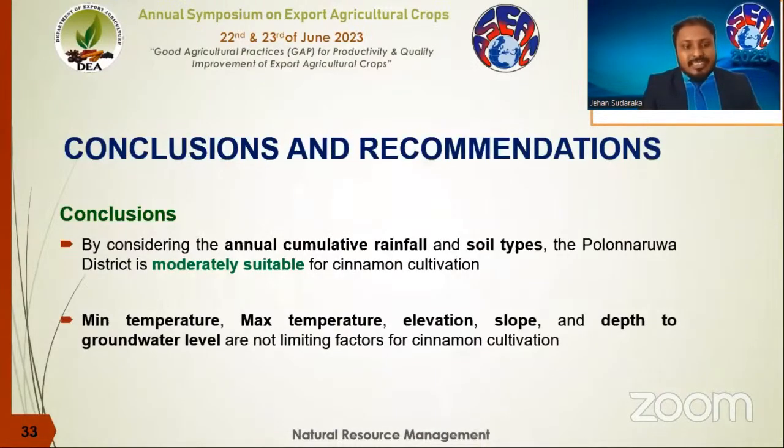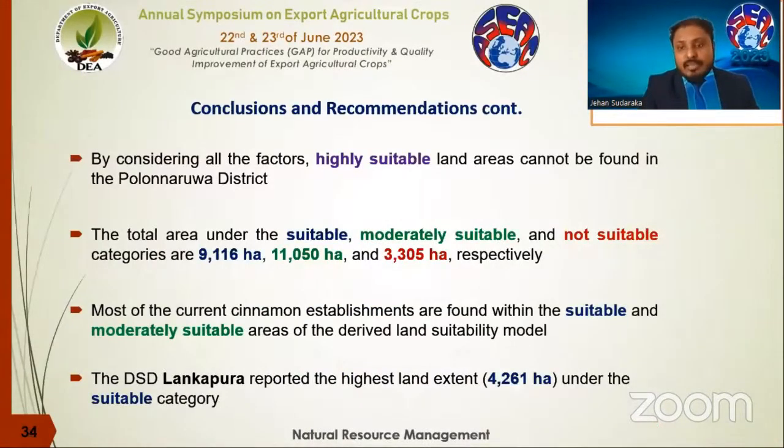As conclusions, by considering annual cumulative rainfall and soil types, Polonnaruwa district is moderately suitable for cinnamon cultivation. Minimum temperature, maximum temperature, slope, elevation, depth to the groundwater level are not going to be limitation factors. By considering all the factors, there are no highly suitable areas in Polonnaruwa district for cinnamon cultivation. Then total land extent under suitable is 9,116 hectares, moderately suitable is 11,050 hectares, and not suitable is 3,305 hectares. Most of the current cinnamon establishments are also found within the suitable and moderately suitable areas of the derived land suitability model. The highest land extent under the suitable category was found in Lankapura DSD.